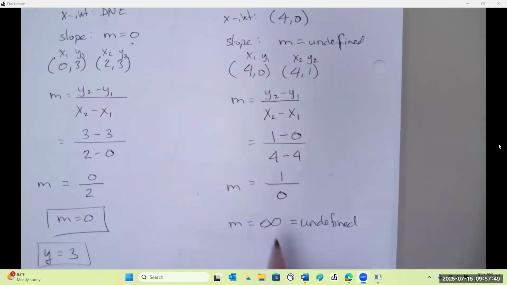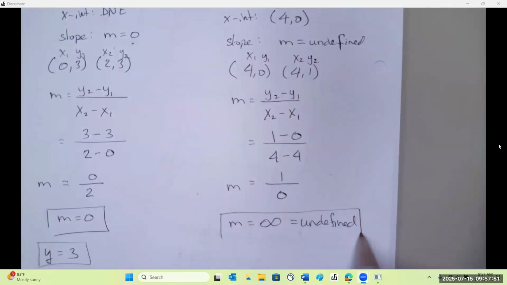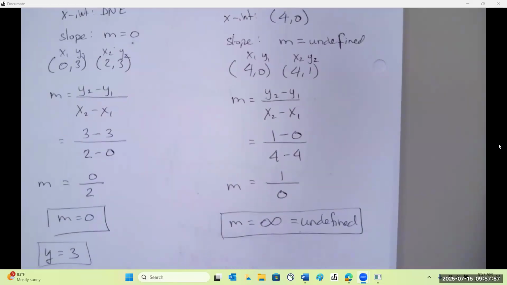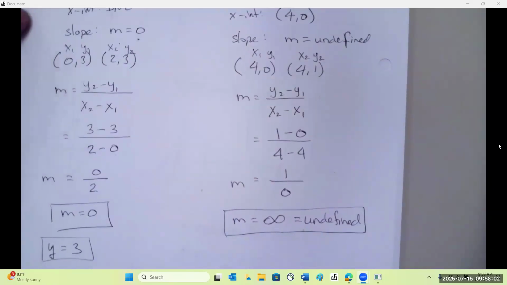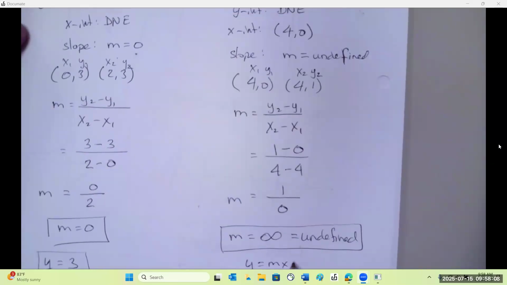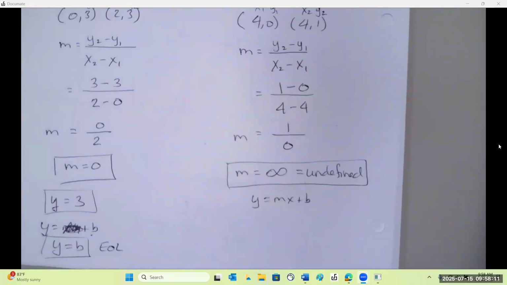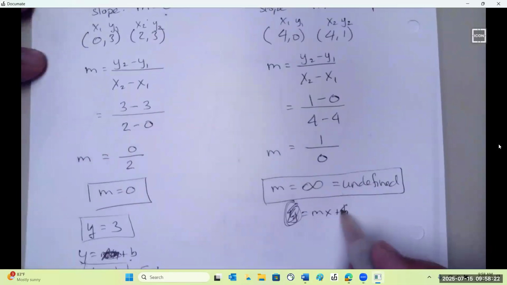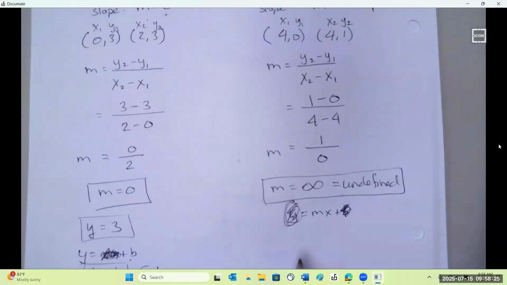So if your slope is undefined, then we know it's what kind of line? It's a vertical line. What's the equation of a vertical line? Remember, we can't use this equation on a vertical line. Why? Because there is no y value. It never crosses the y-axis, so that doesn't exist. You cannot have a y-intercept. The only thing you can have is x equals where it crosses.